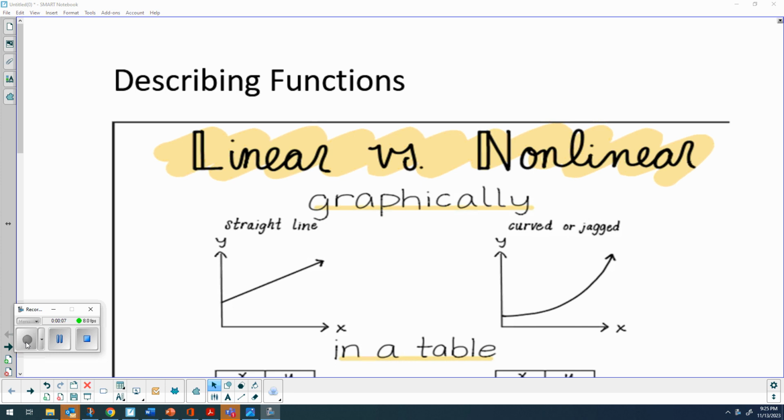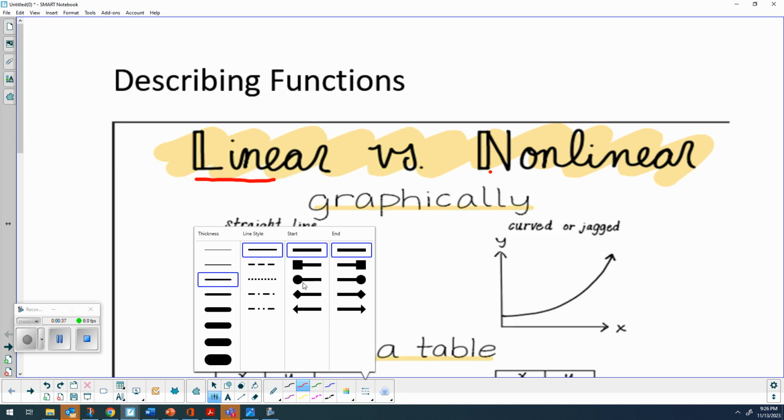So today's lesson is on describing functions, and there are two categories to describe a function. A function can be linear or nonlinear. Linear refers to a straight line. That line can go uphill like so, or the line could go downhill.